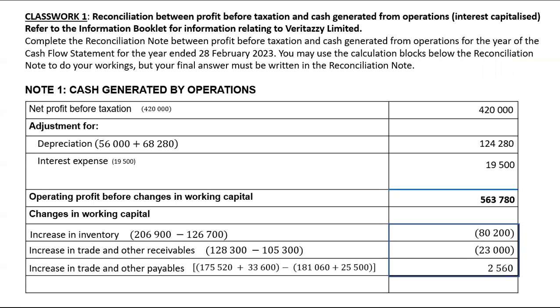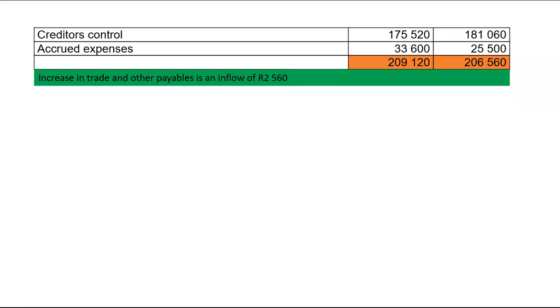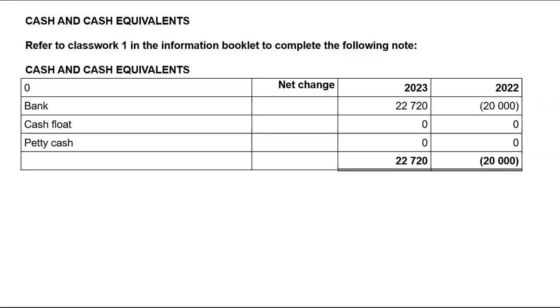Make sure you show calculations in brackets all the time, which is 2,560. I'm not sure if that is correct. Okay, let me just confirm if it's correct. It's 2,560, which is the correct value. The inflow will be 2,560. Okay, I am going back to note 1.